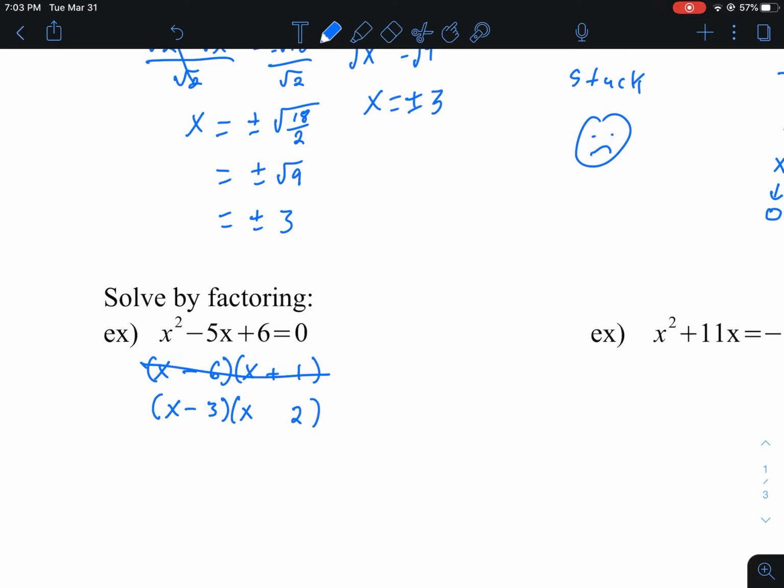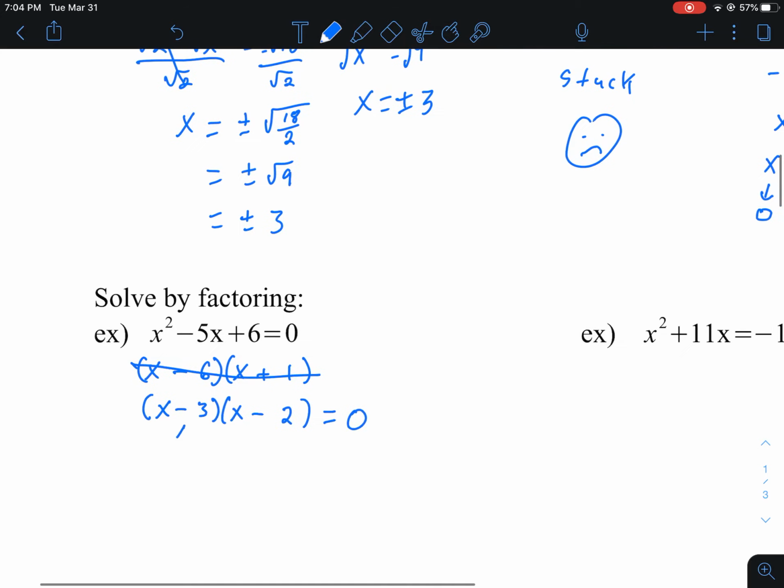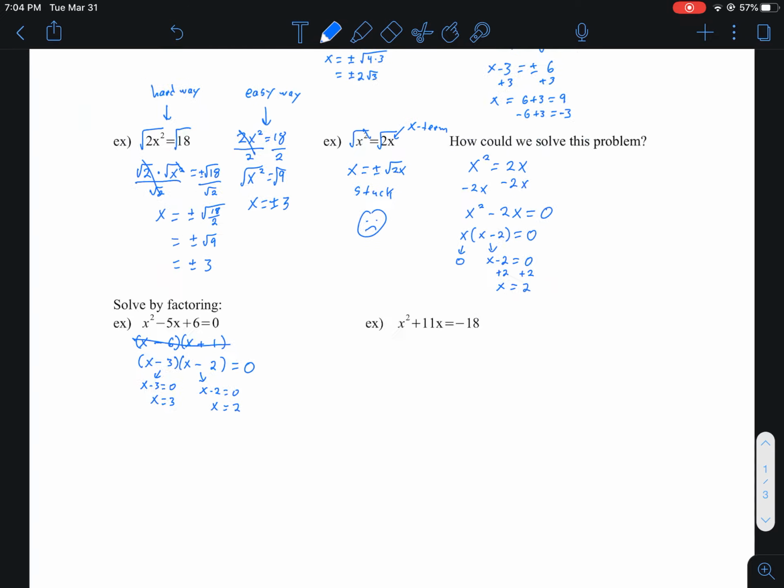Now, what if I made these both negatives? Then a negative times a negative is a positive, and a negative 3x and a negative 2x is a negative 5x. Now we've solved the puzzle. Now, to finish solving it, 0 times any number is 0. So what would make this part 0? X minus 3. What would make this part 0? 3. What would make this part 0 is 2. So 3 and 2 are our answers.